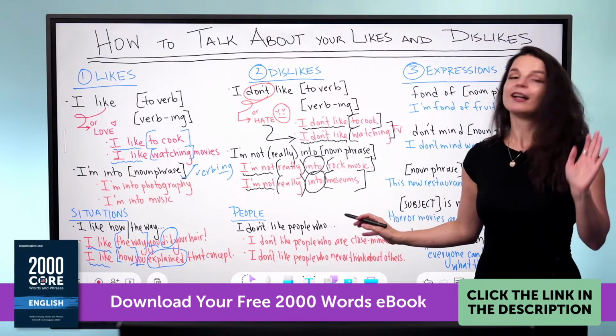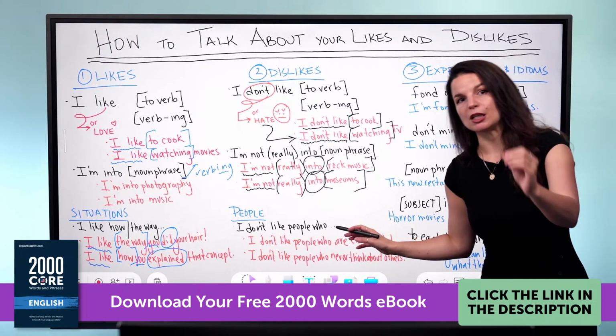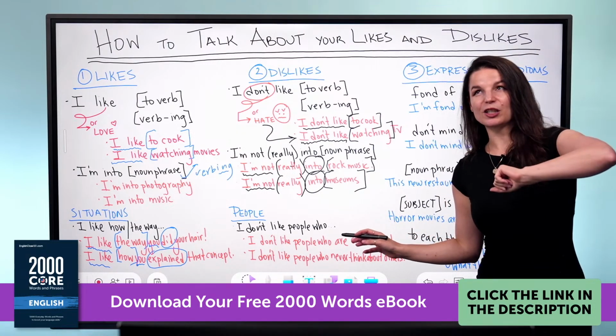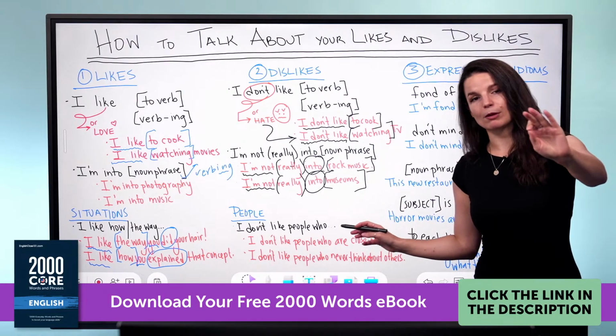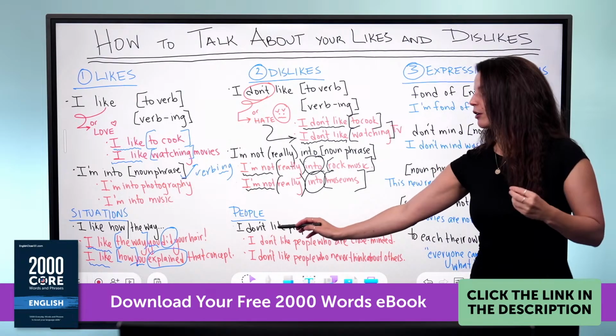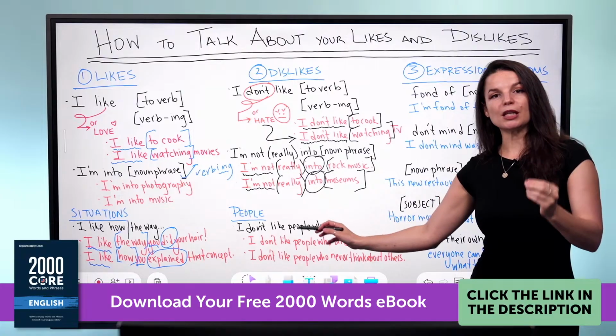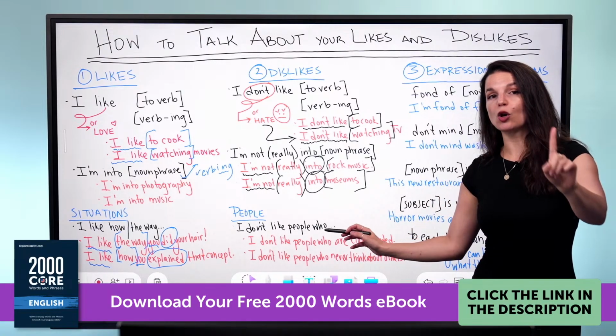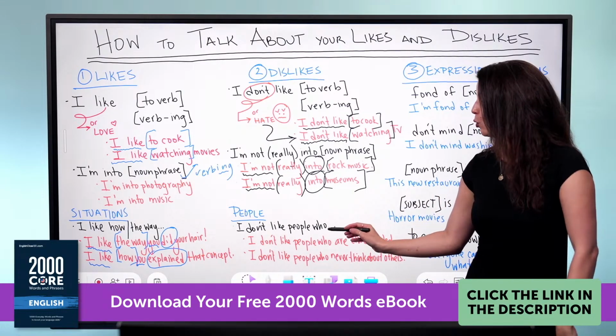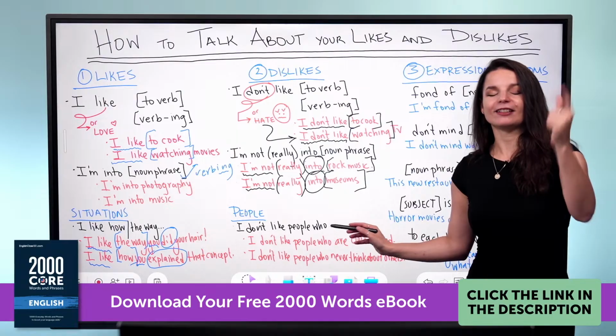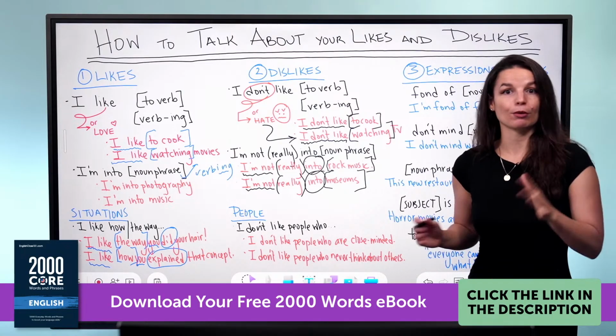Okay, let's continue because, oh my gosh, time always goes away from me. I love to explain. Let's finish part 2 with people. Okay, this one is going to help you practice a key grammar point. Let's look at the pattern first. I don't like people who. This who is important, okay? Let's take a look at the 2 examples and break them down.